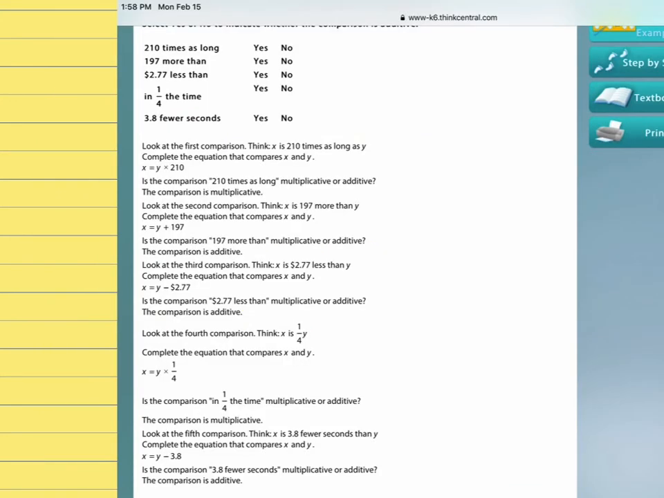And there we go. So we have an explanation here. Pause the video to read this. You do not use multiplication. You only have to use subtraction or addition for an additive comparison.